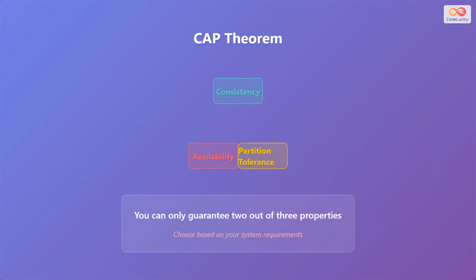The CAP theorem states that you can only guarantee 2 out of 3 properties in a distributed system: consistency, availability, and partition tolerance. Consistency means that every read receives the most recent write or an error. Availability means that every request receives a response, without guarantee that it contains the most recent write. Partition tolerance means that the system continues to operate despite arbitrary partitioning due to network failures. Choose based on your system requirements, prioritizing the 2 most critical properties for your use case.